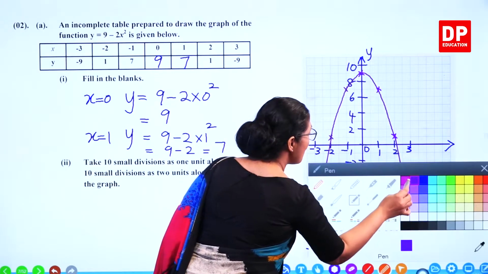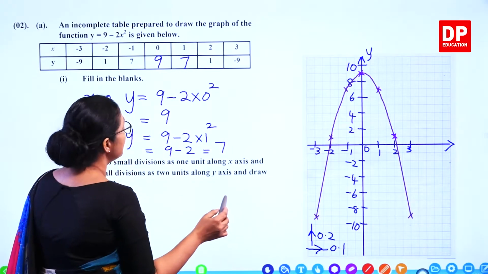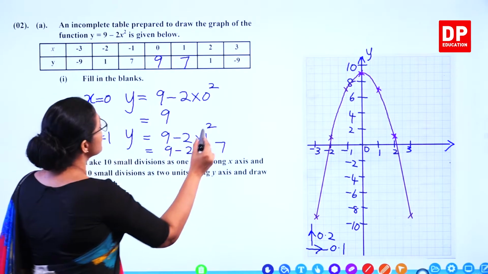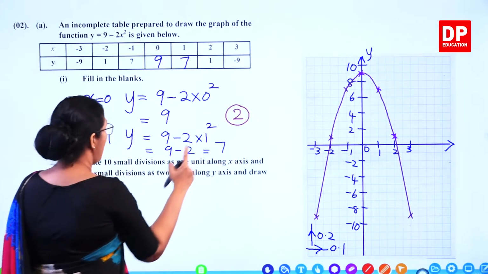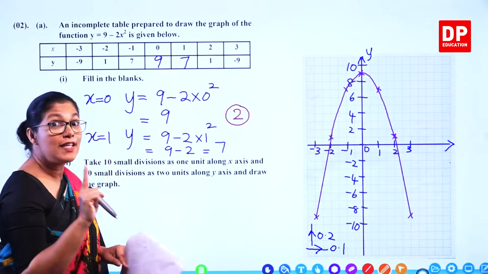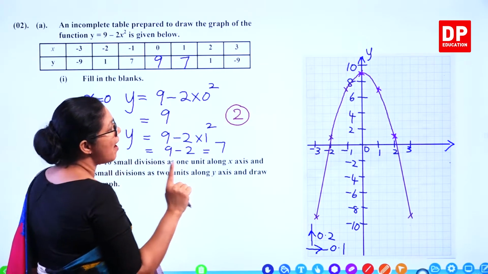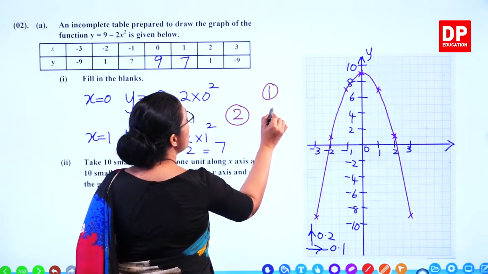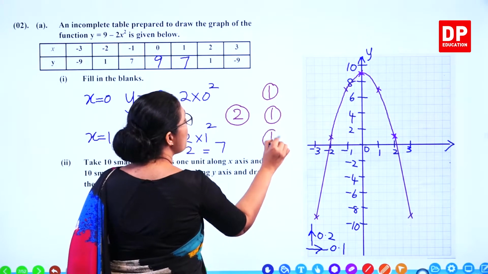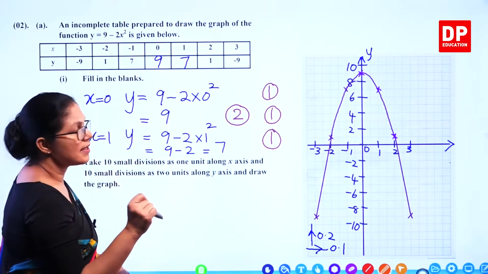So how many marks for that? So you are getting 2 marks for this step. And drawing the graph, always you are getting 3 marks. 1 mark for the scale, 1 mark for marking the points and 1 mark for connecting the graph smoothly.